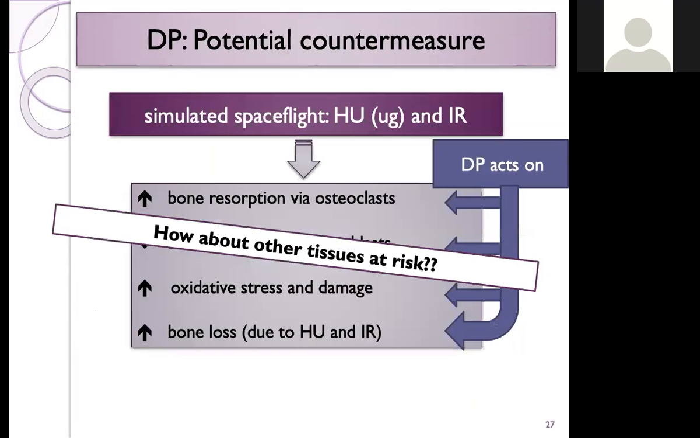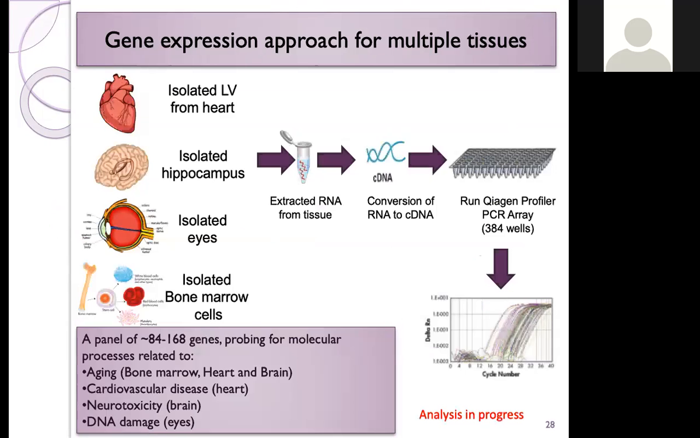But the third aim of the grant was actually to look at other tissues. So we took a gene expression approach, and we looked at the left ventricle from the heart, the hippocampus in the brain, the eyes, and the bone marrow cells of the animals. We extracted RNA and did a PCR array. We did a panel of between 80 and 160 genes related to aging, cardiovascular disease, neurotoxicity, and DNA damage. The wet bench work is done, but the analysis is still in progress, but we have some preliminary data.